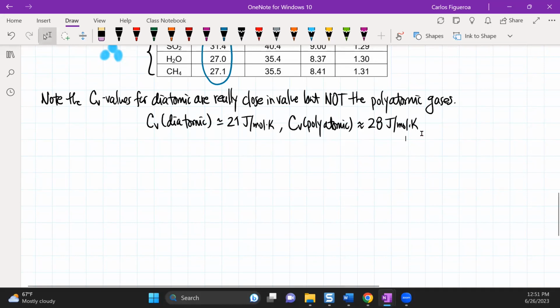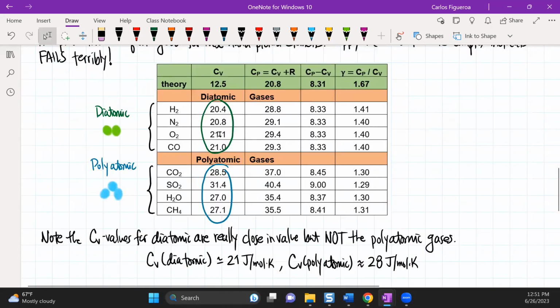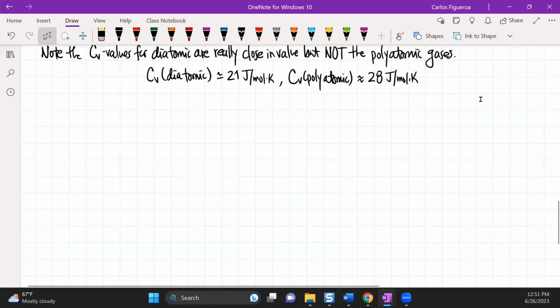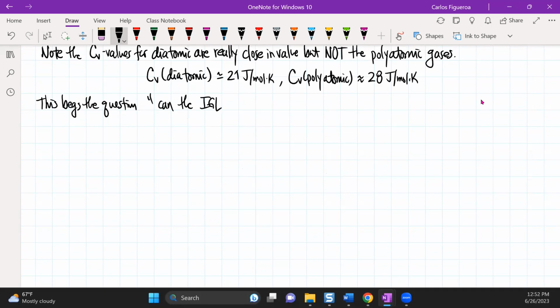So here's what this does. When you're looking at how close, again, look at the values, look how close these guys are, right? They're really close to 21, except hydrogen. But the other ones are really, really close. So then, as you could imagine, this begs the question: can the ideal gas law model be extended?